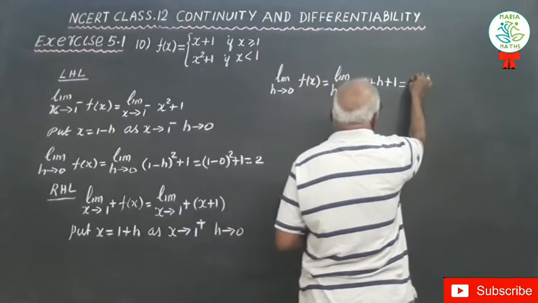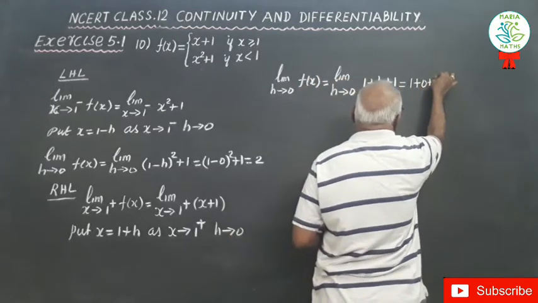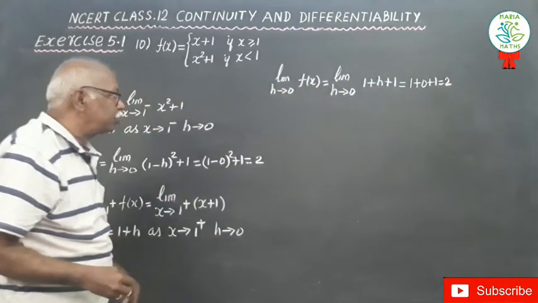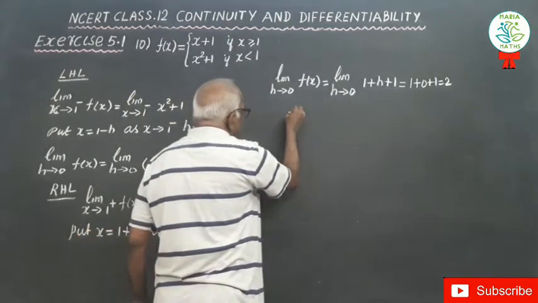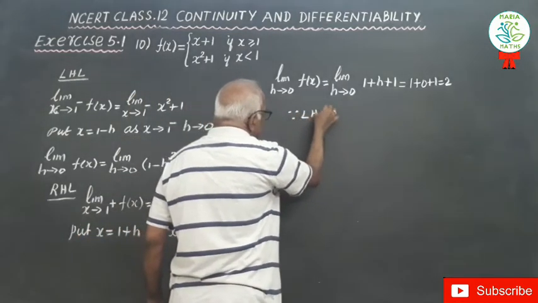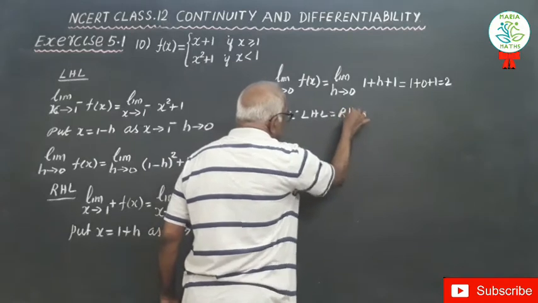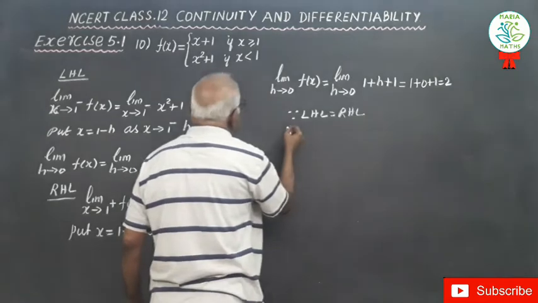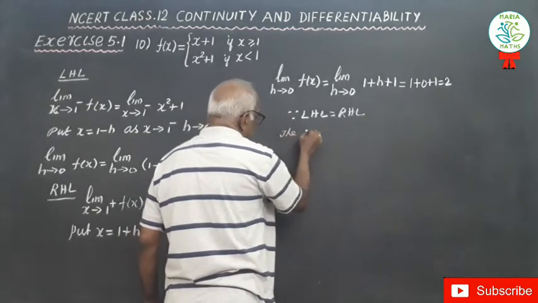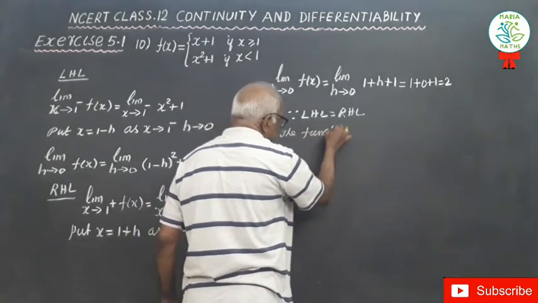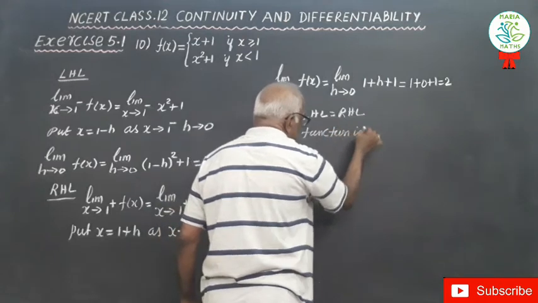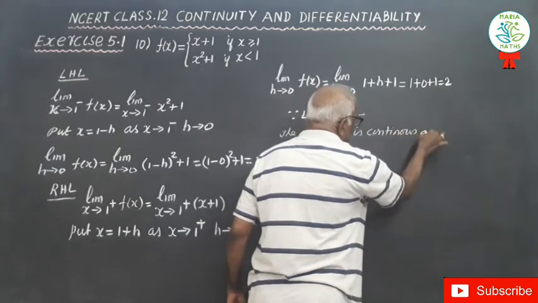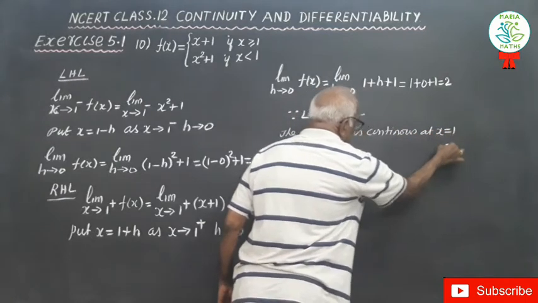Now 1 plus 0 plus 1 equal to 2. Right limit is also 2, left limit is also 2. Since LHL equal to RHL, the function is continuous at x is equal to 1.